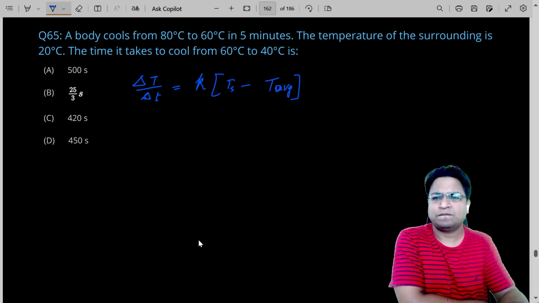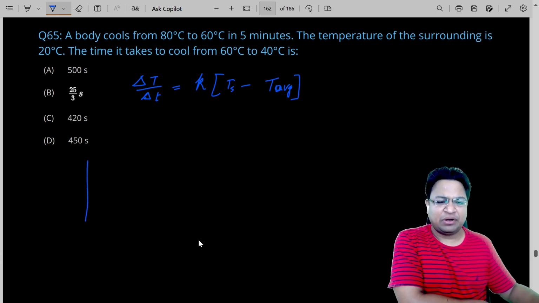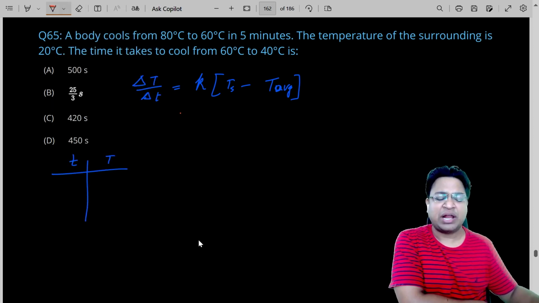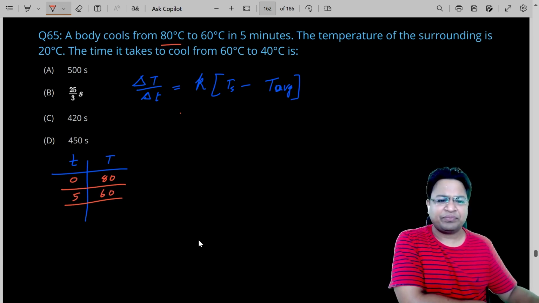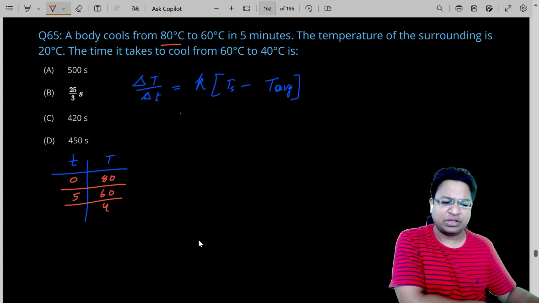So let me make a table now, temperature versus time. So a body cools from 80. Initially the temperature was 80, and then after 5 minutes it became 60. And then we want to know the time it takes to cool from 60 to 40. So this is the time we are trying to find out.